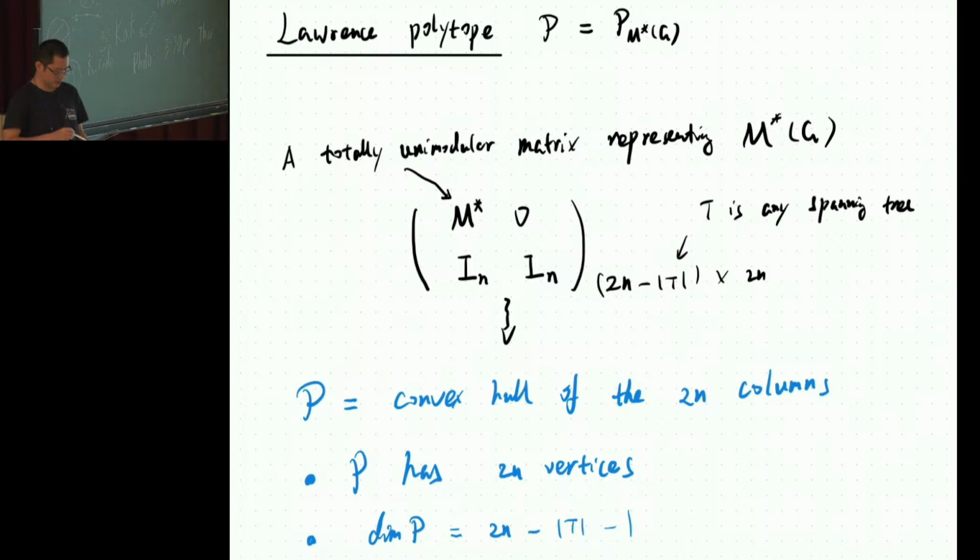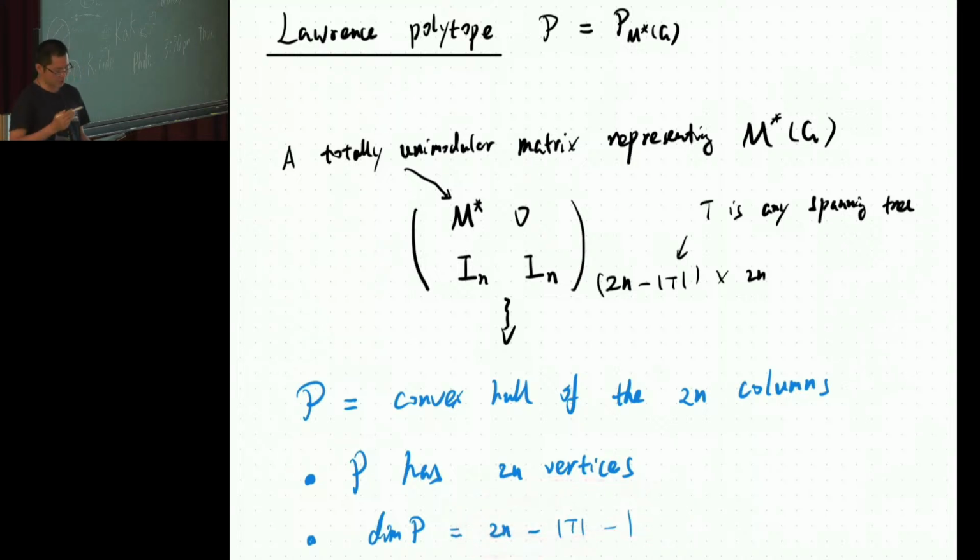Here, this is 2n minus the rank of the graph, meaning you take any spanning tree, you just count how many edges, then you get this number. So the Lorentz polytope is defined to be the convex hull of these 2n columns. Yeah. So the only thing you need to actually remember here is the Lorentz polytope has 2n vertices. So each column is a vertex of this polytope, and the dimension is here.